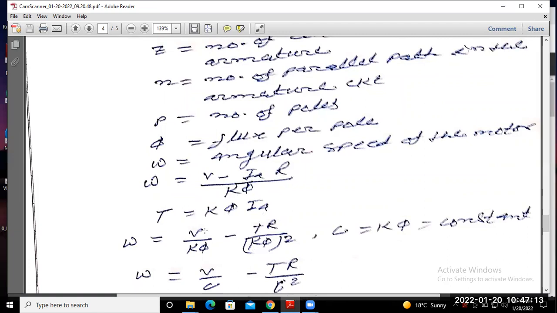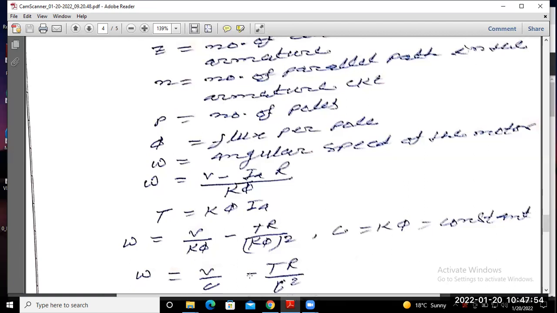Okay, so in this term V by K phi, the flux is constant and the supply voltage or input voltage of the motor is also constant. In a DC shunt machine, flux is almost constant, so K phi can be represented by a constant, C equal to K phi. So we can simplify this equation: omega equal to V by C minus TR by C square.